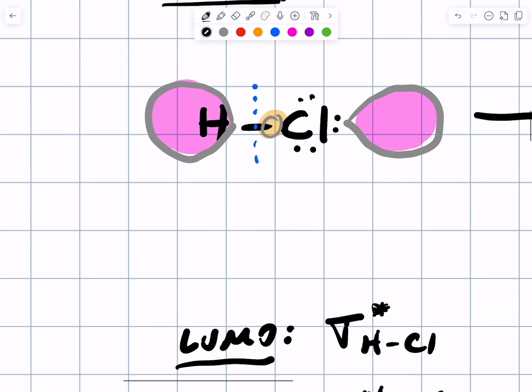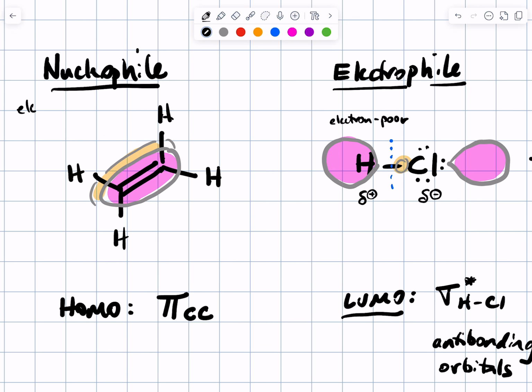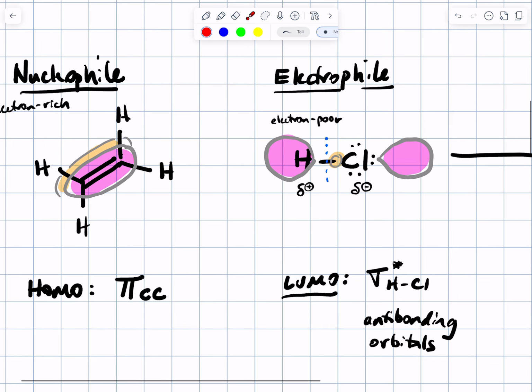Electronegativity will tell you chlorine is more electronegative than hydrogen. That means that the hydrogen-chlorine bond is polarized towards the chlorine, that chlorine has a delta minus on it, and the hydrogen has a delta plus on it. That tells you that the hydrogen is electron poor. In general, nucleophiles are nucleophiles because they are electron rich. So we're going to draw the arrow from the electron rich nucleophile to the electron poor atom of the LUMO. Does that make sense?